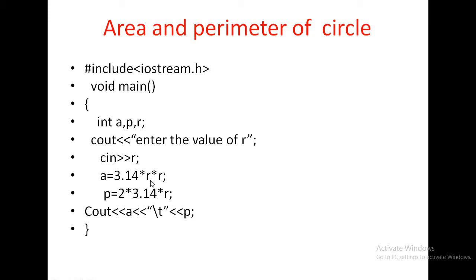Which value can be taken from the keyboard? The value of R. So cin R. If you want to print a message, enter the value of R. Then the results are stored in A and P, so cout A, P. But here I am using \t. What is the work of \t? It just gives some space between the outputs. \n means next line, \t means it gives some space. First A's output is printed, after that some space, then the output of P is printed.